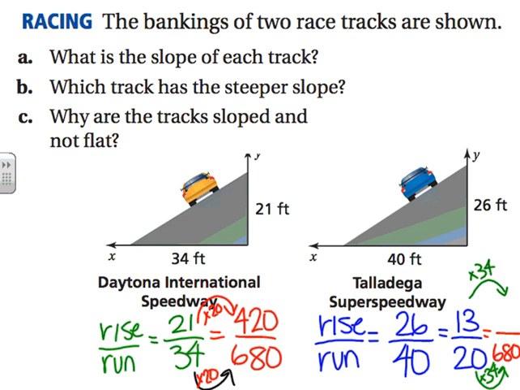And I'll need to work this one out. So 34 times 13, you can work this out with me on your paper. Get 12, 10, 4, 3. So that looks like 442. So we're comparing 420 out of 680 to 442 out of 680. So that tells us that Talladega Superspeedway is the steeper slope because that number is bigger. Okay, so we'll write that in.